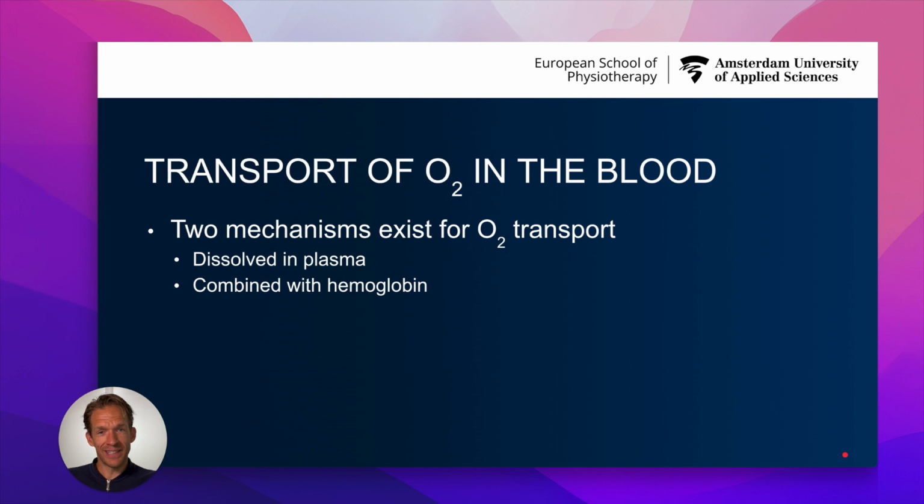So then we can make the step towards the actual transport. And this is also the first step towards the topic of saturation, which will be covered in the next video in more detail. But there's actually two mechanisms for O2 transport inside the blood. The first one is to just have O2 dissolved into the blood, into the water. And the other method is to have it combined with hemoglobin.